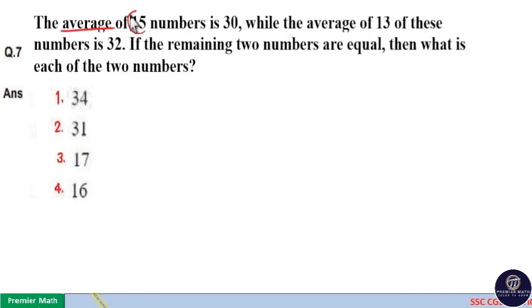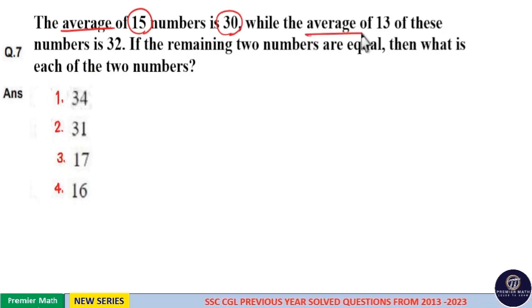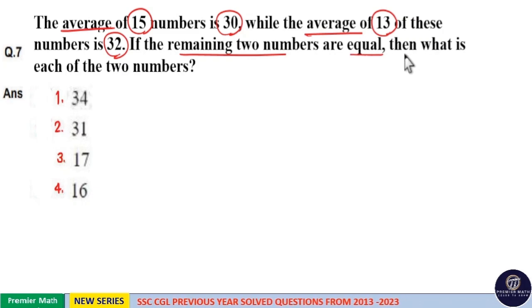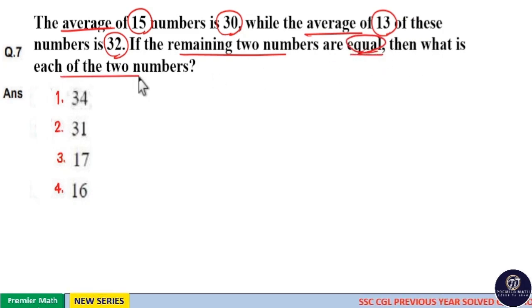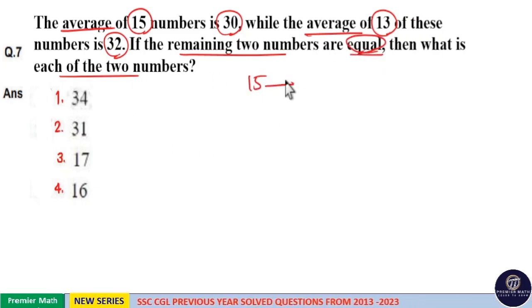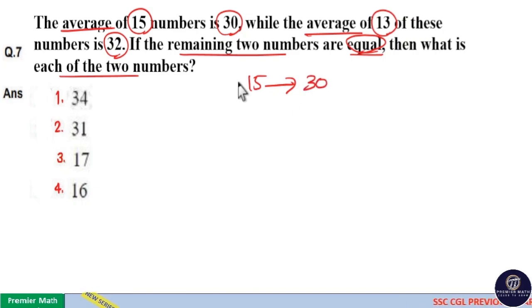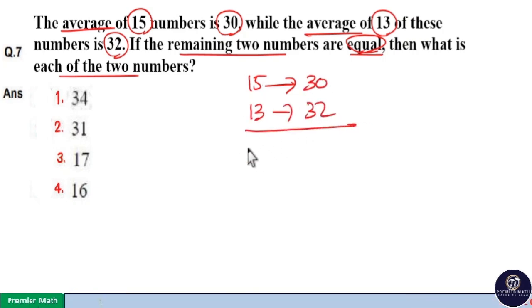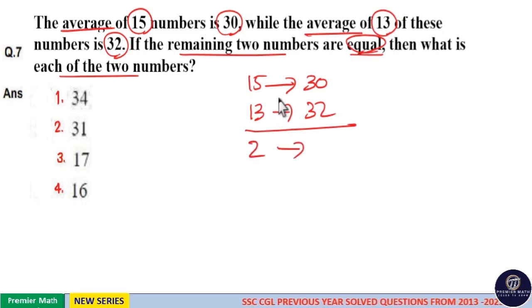The average of 15 numbers is 30, while the average of 13 of these numbers is 32. If the remaining two numbers are equal, then what is each of the two numbers? Here average of 15 numbers is 30, and out of this 15, 13 numbers average is 32. Now we have to find the remaining two numbers. From this data, we can find the average of two numbers.